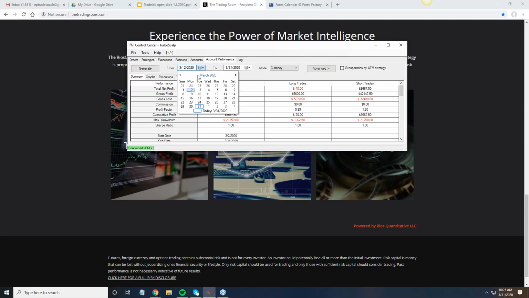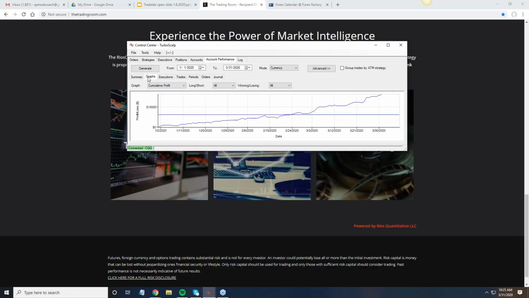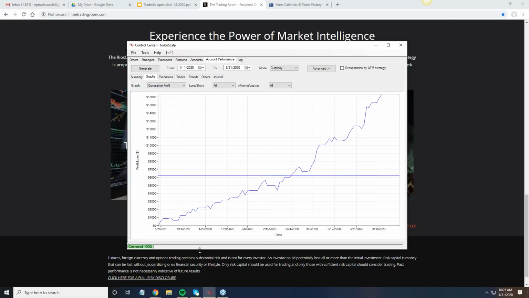And for the year, guys, here we go. 16,000. And of course, that makes the graphs look nice and nifty, as they should be. There's your results. That's the equity curve for the year.